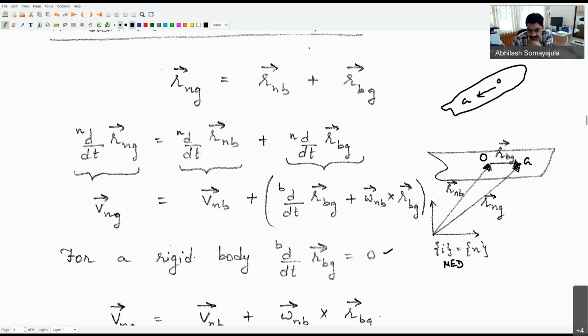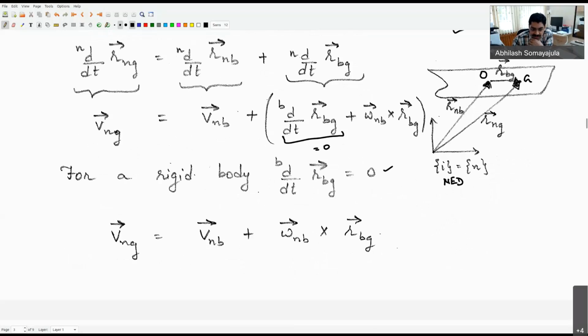So this term right here is becoming 0. So that means our velocity of the center of gravity with respect to the NED frame is equal to the velocity of the body coordinate system's origin with respect to NED frame plus omega cross RBG. Everybody with me so far? Okay, fantastic.